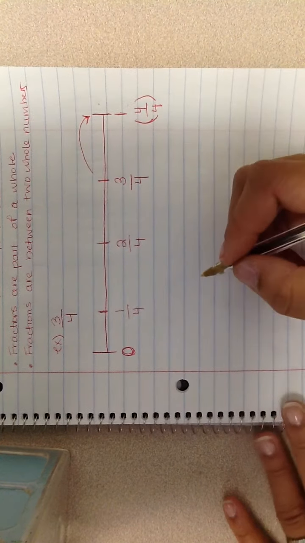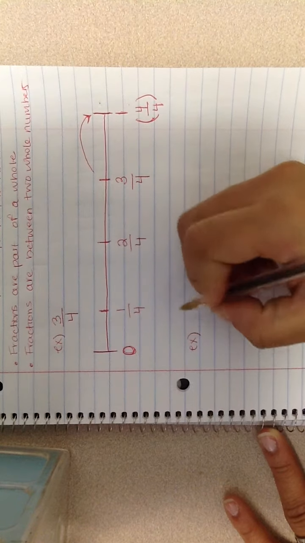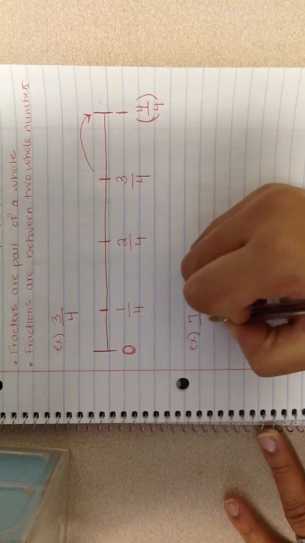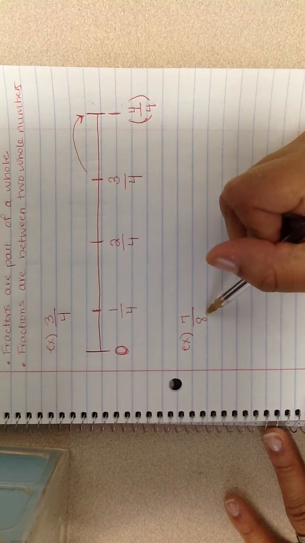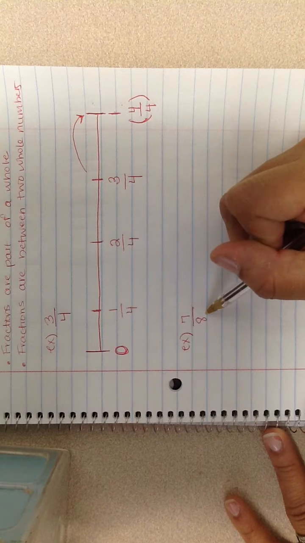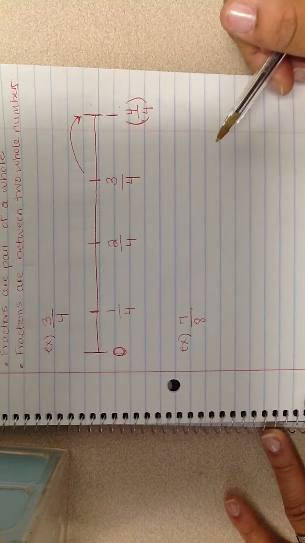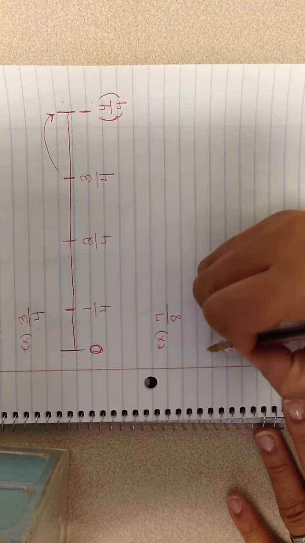Okay, let's do another example together. If I have the fraction 7/8, remember my 8, or my denominator, tells me the denominator for all the fractions that are going to follow on my number line. The 7 tells me how far along on the number line I'm going to be.